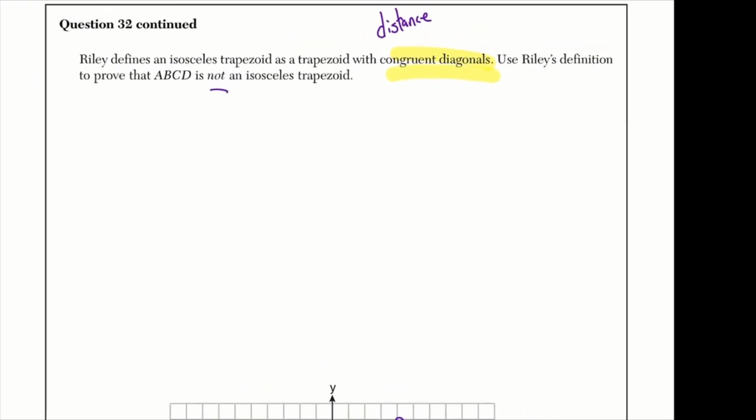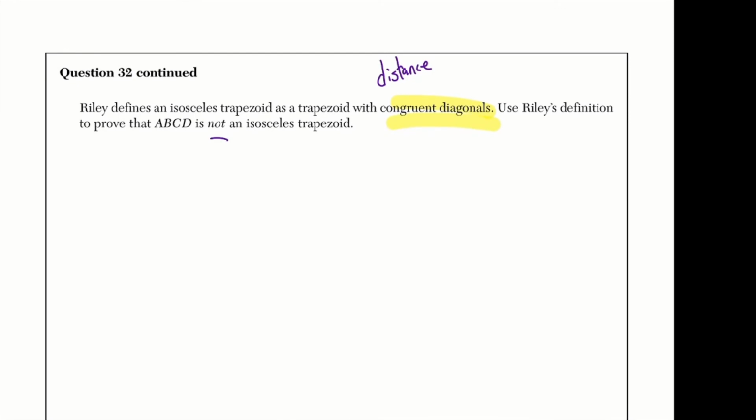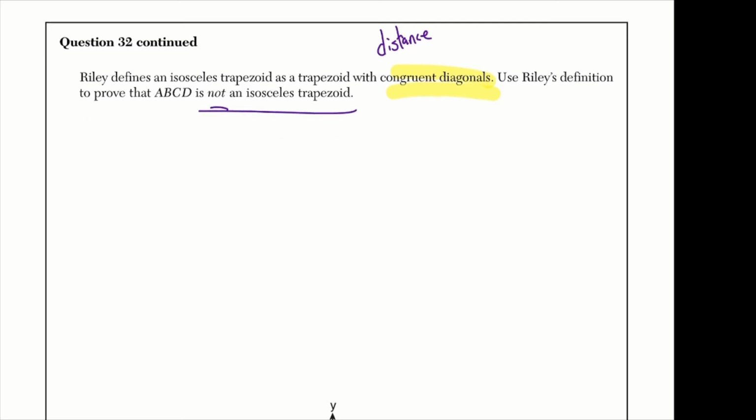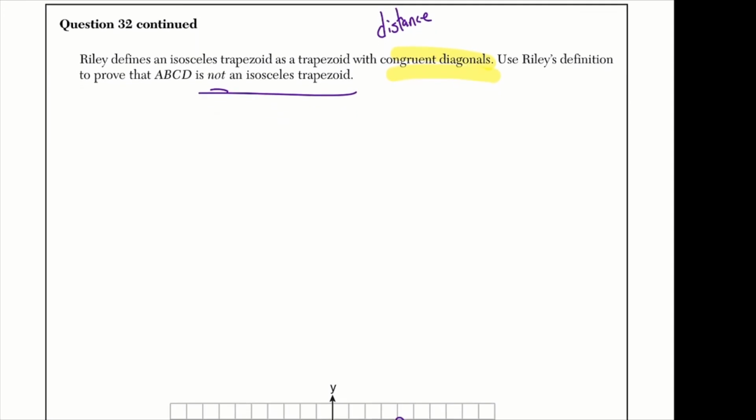Now I'm going to do the second part of the proof, which says we are going to prove that it is not an isosceles trapezoid, but we are forced to show that the diagonals in this case are not congruent. That's going to be the only way we're going to prove it. So we are forced to use distance even though we've just used the slope. And I think that's why I kind of like this question. It does force you to use both equations. You had to use slope for the first part and you have to use distance for this part.